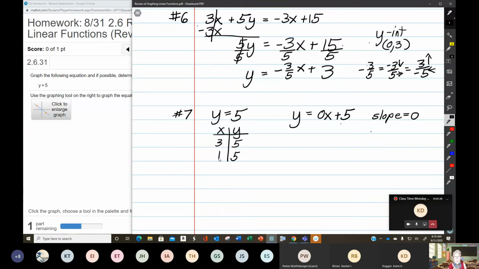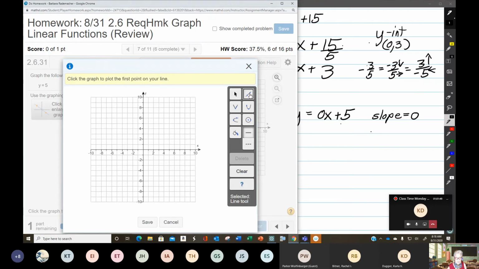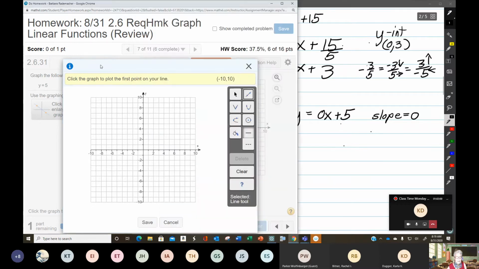Now I'm going to graph those two, I'm going to plot those 2 points. Okay, and what did I choose? I chose (3, 5) and (1, 5).